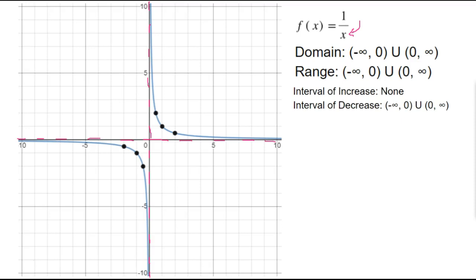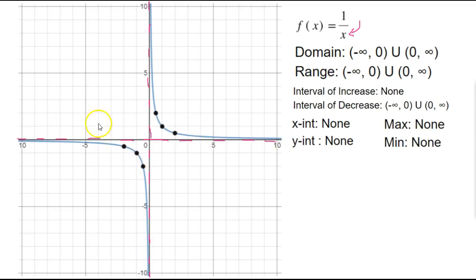X-intercepts and y-intercepts. Well, we have already determined that there is no domain and range at 0, which means there are no points at 0, which means there are no x-intercepts and y-intercepts. And since it's decreasing, decreasing, decreasing, and it's covering all of the numbers in the domain and range except for 0, there are no minimum and maximum. We don't have any relative minimums, relative maximums, turning points, stuff like that. So we have no minimums and maximums.